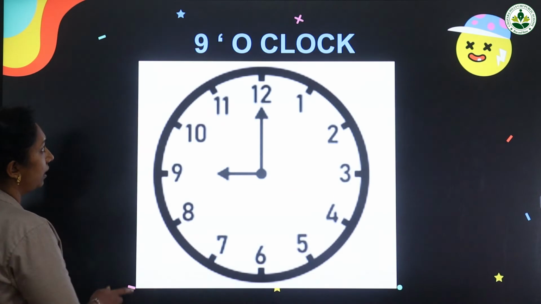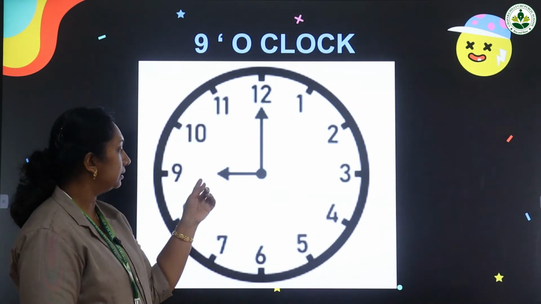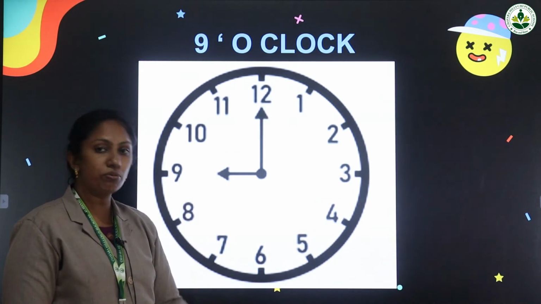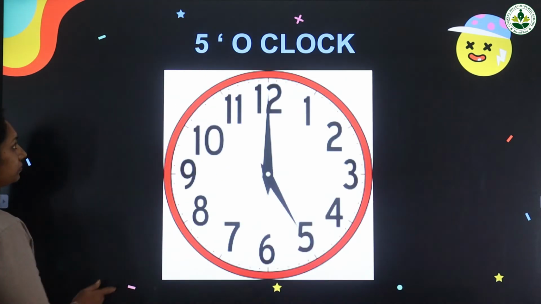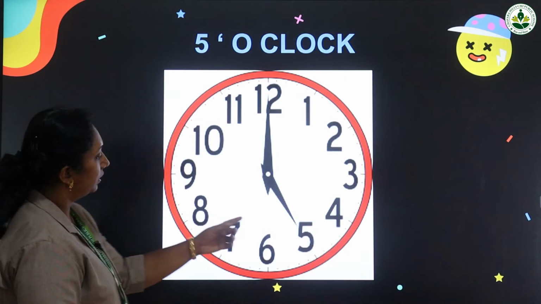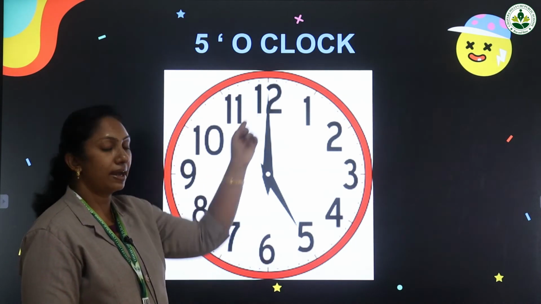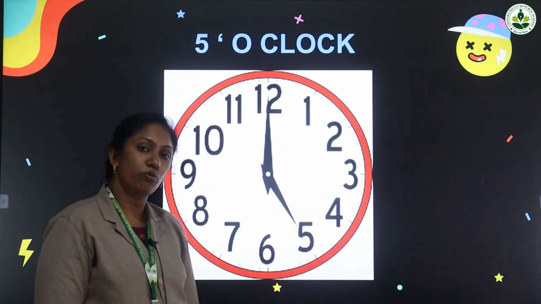Okay, now see, now the time is 9 o'clock. So 9 o'clock means the hour hand is on 9 and the minute hand is on 12. So now the time is 9 o'clock. Okay, see, now the hour hand is on 5 and the minute hand is on 12. Now what is the time now? Yes, it is 5 o'clock.